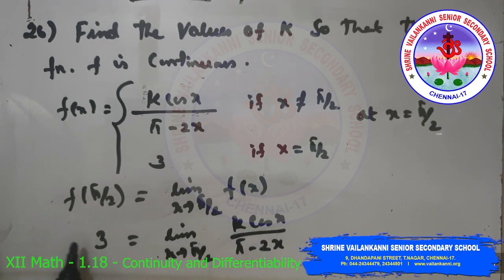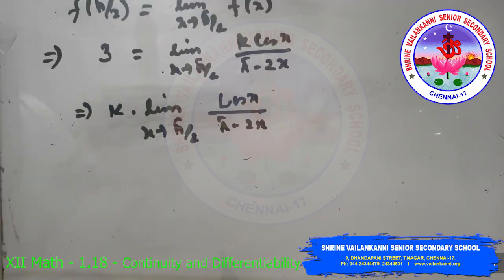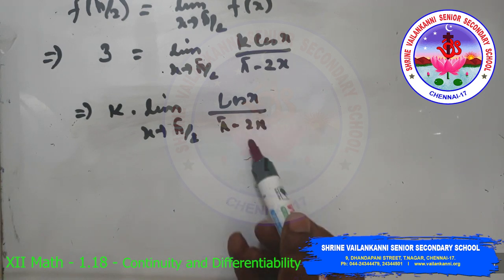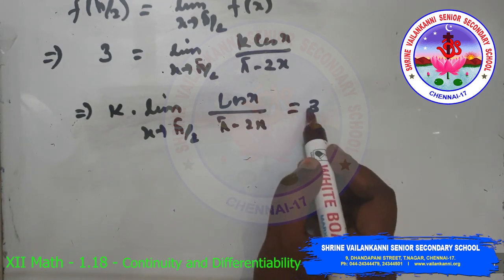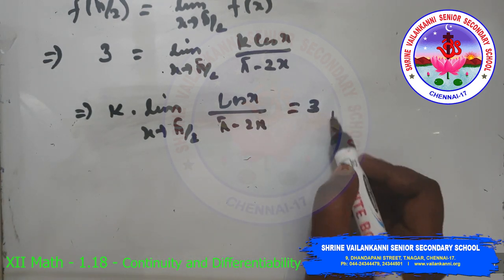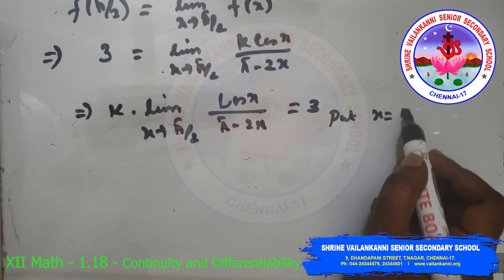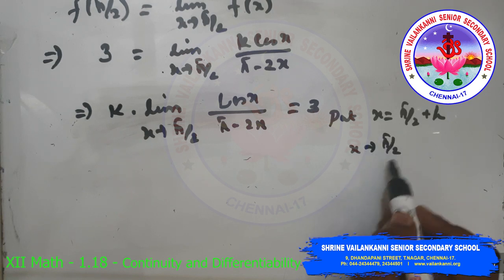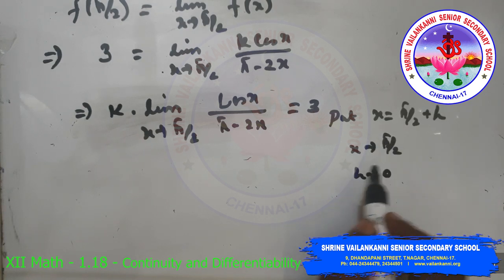The limit of the value is 3, and we have to find the value of k if the function f is continuous at x equal to pi by 2. K is constant, we can take it out. Limit x tends to pi by 2 cos x by pi minus 2x is equal to 3. Put x equal to pi by 2 plus h. As x tends to pi by 2, h tends to 0.